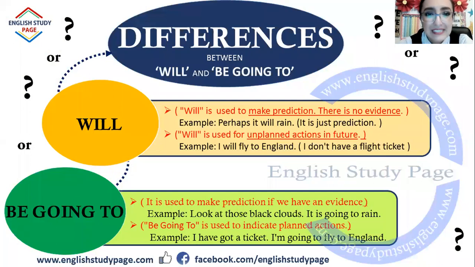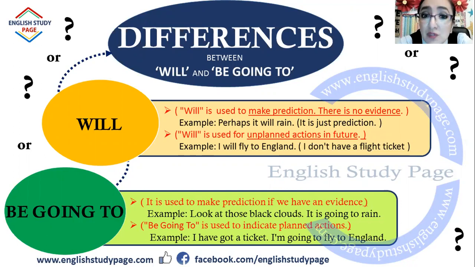Well, there are super big differences between these two. Will is used to make predictions, but with no evidence, okay? Example: perhaps it will rain. It's just a prediction. It's something that I believe, something that I feel in my heart.